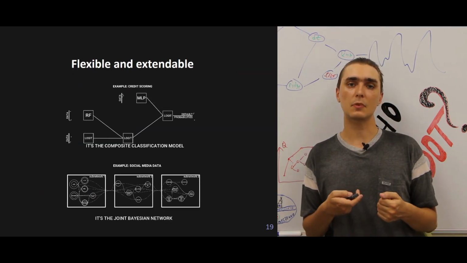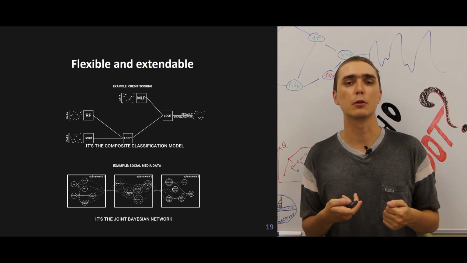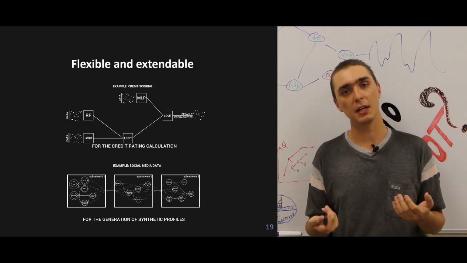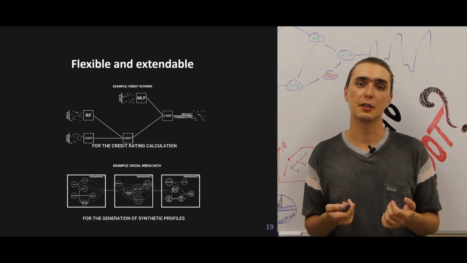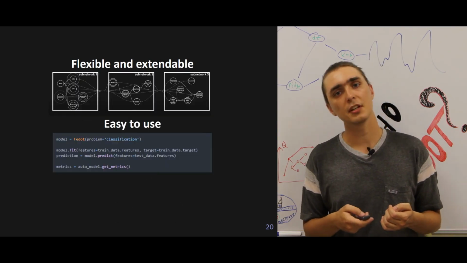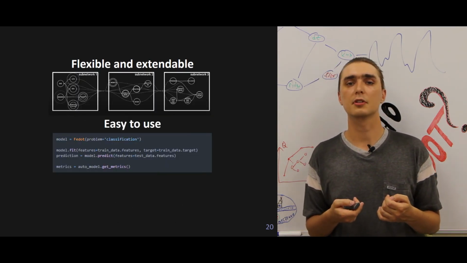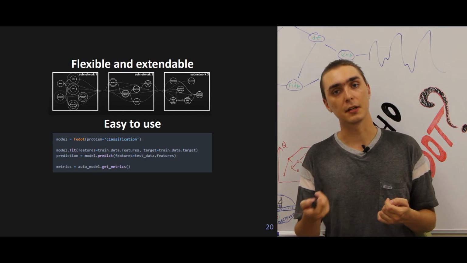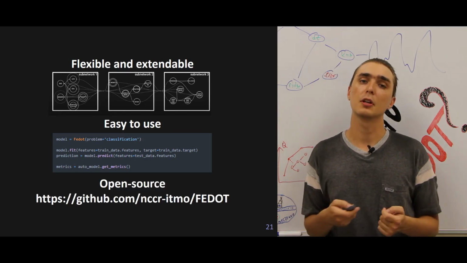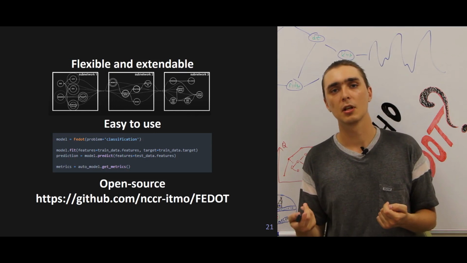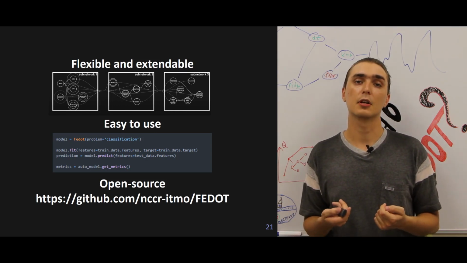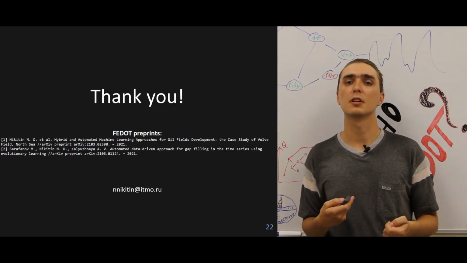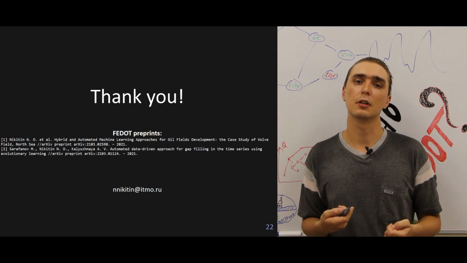Also, FEDOT is a quite flexible and extendable solution. For example, we use the same optimization techniques for machine learning pipelines and for Bayesian networks, and the results were quite interesting. Also, it's quite easy to use, so users can resolve sophisticated tasks with just several lines of code in Python. And finally, it's open source, so each user can use it, reproduce the experiments, modify, and achieve human competitive results in different fields. Also, we have several preprints devoted to FEDOT that describe different cases of its application.